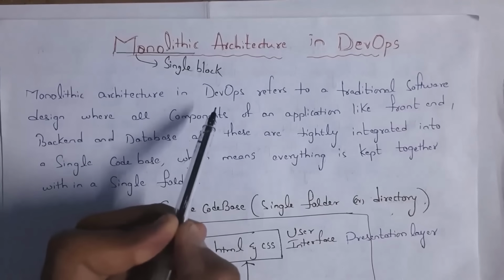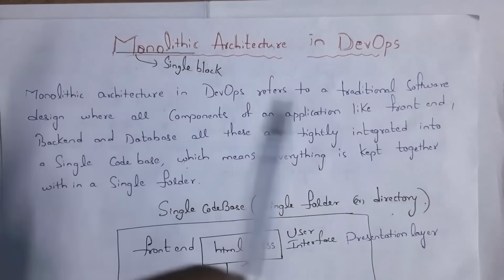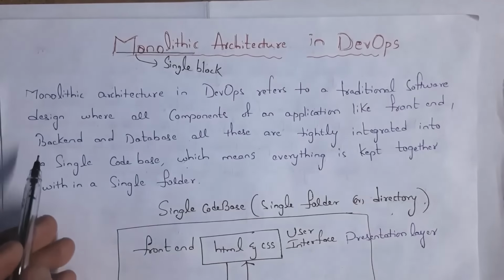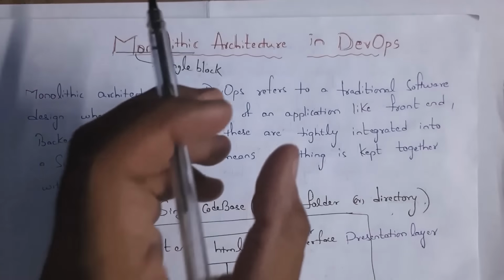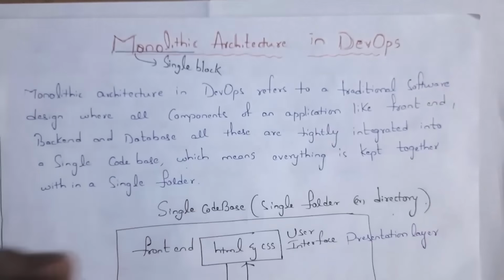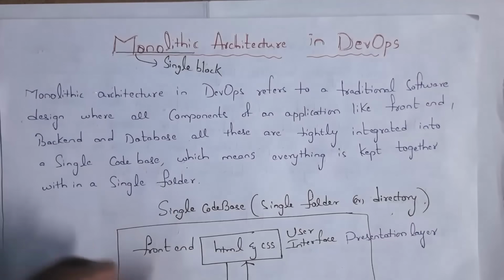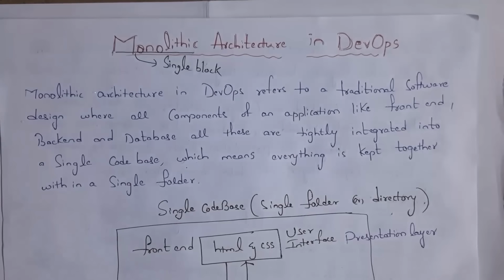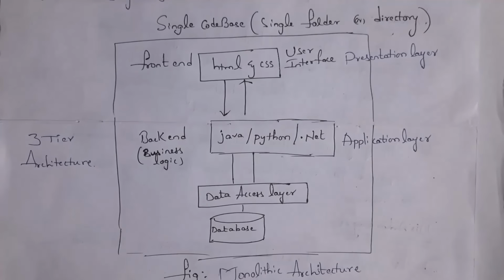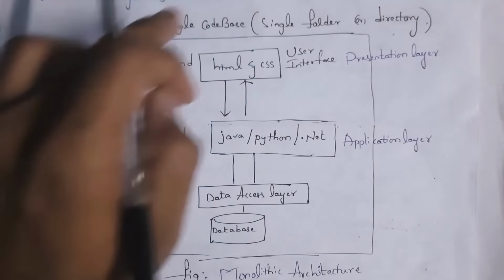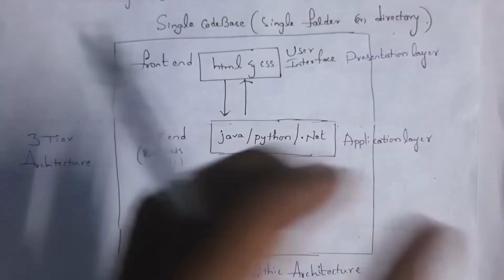Monolithic architecture in DevOps refers to a traditional software design where all components of an application, like front end, back end, and as well as database, are tightly integrated into a single code base. Single code base is nothing but storing all these components in one single folder. This is known as monolithic architecture. This is a diagram of monolithic architecture. Single code base is nothing but storing all these components in a single folder or directory.